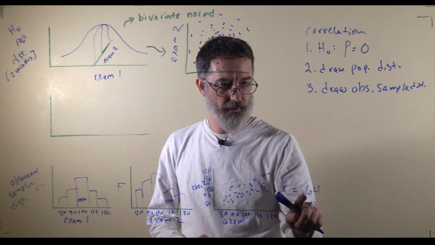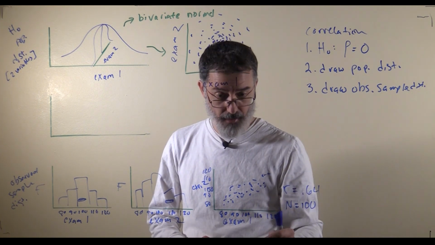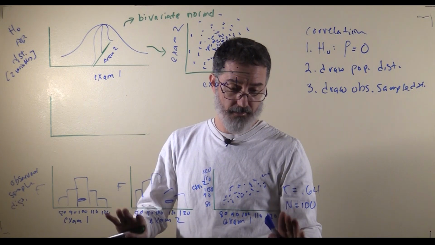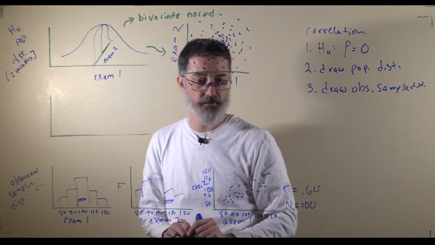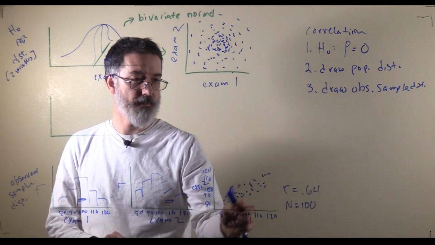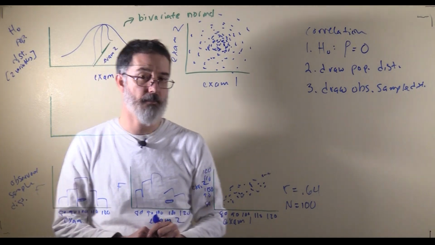I also want to point out that 0.64 is the actual correlation that I've had in the past in a class in statistics for the exam 1 and the exam 2 scores. So there was a positive correlation for my students in that class. Students who did better on exam 1 also did better on exam 2, and people who did worse on exam 1 did worse on exam 2.